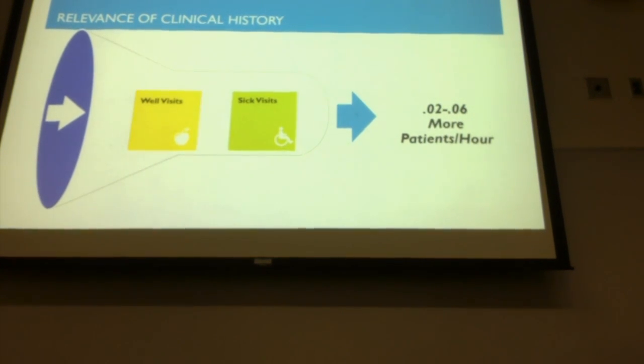And this would affect well visits and sick visits for providers, and would lead to an overall system increase of 0.02 to 0.06 more patients per hour. And now Kyle is going to get into another recommendation that deals with sibling and family history.